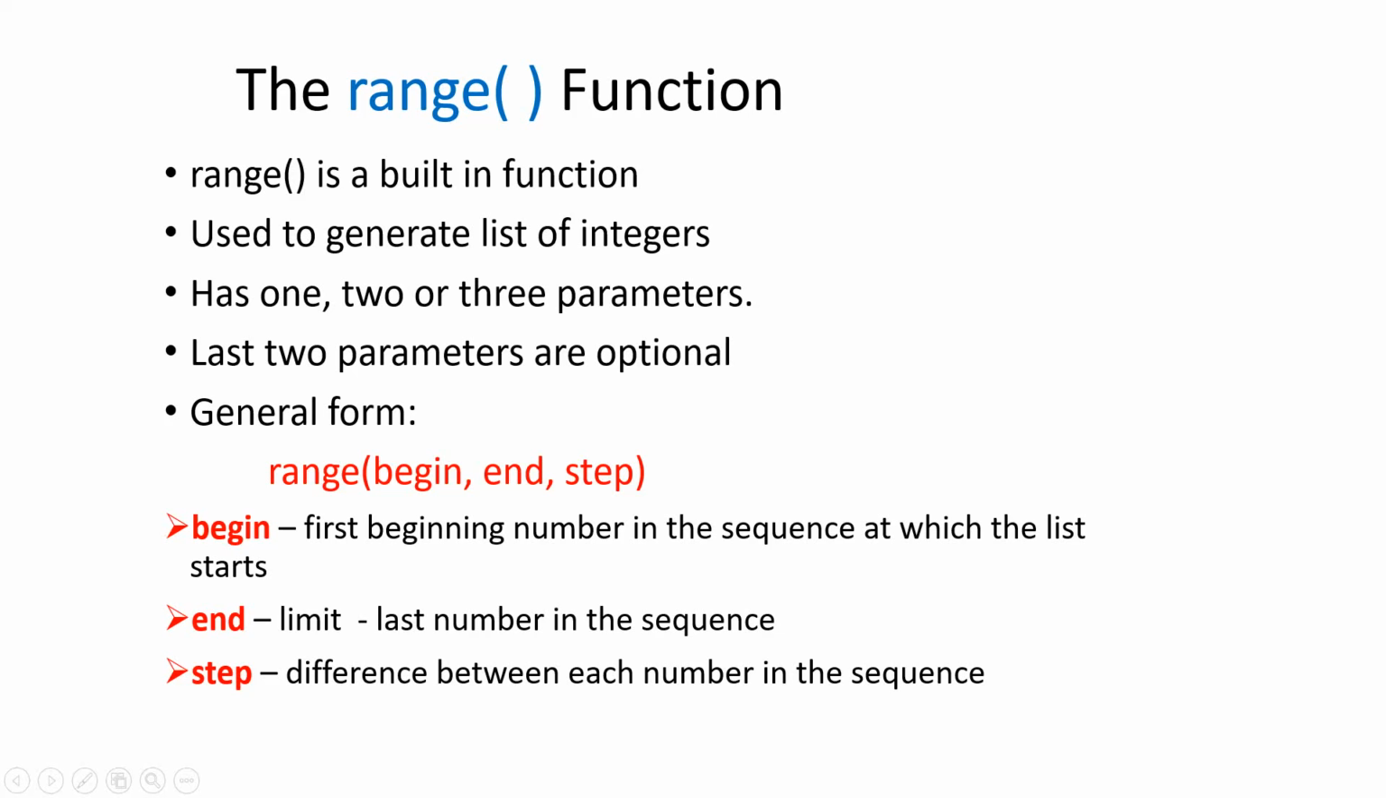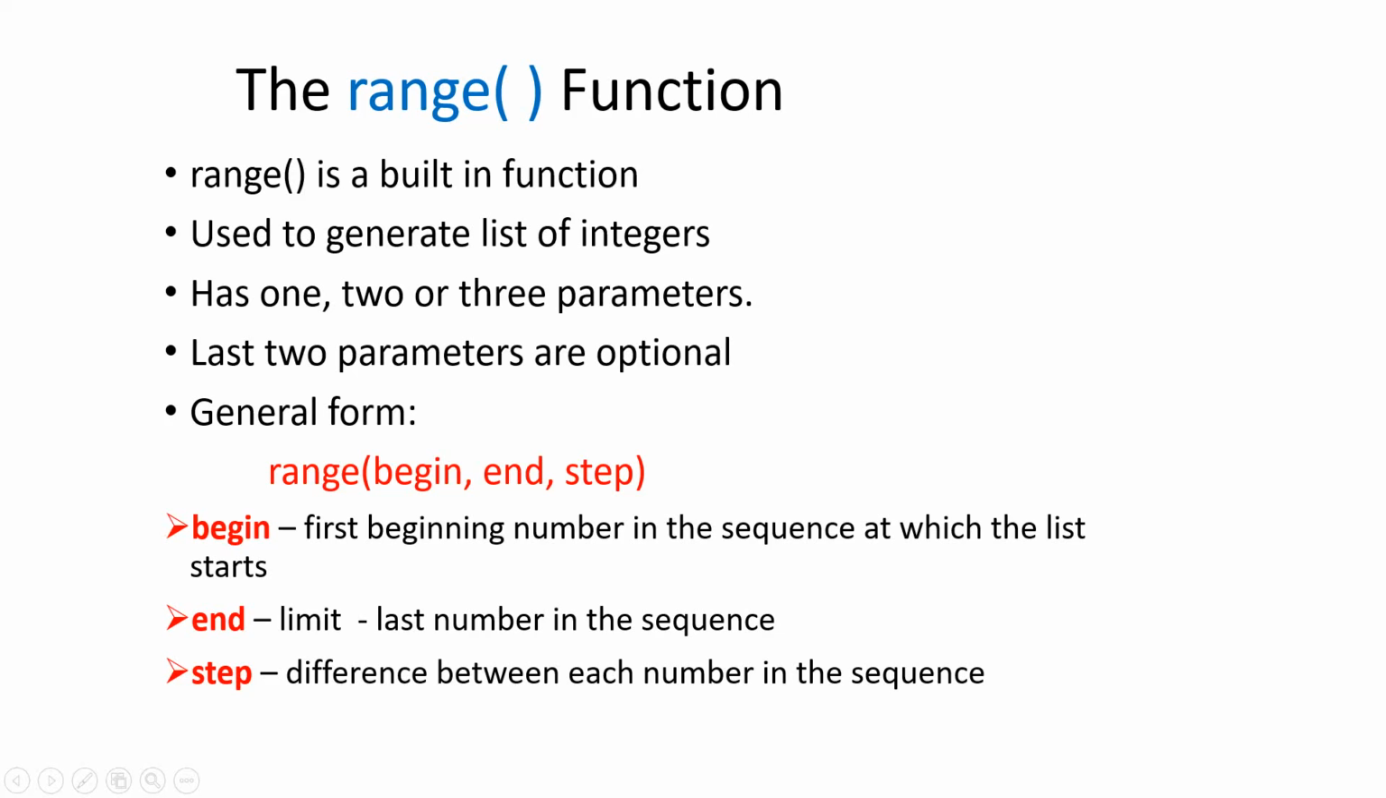It is used to generate a sequence, like a list of integers. It takes 1, 2 or 3 parameters. The first parameter is mandatory, and the remaining 2 parameters are optional. Here, the general form is given. The range function takes the begin, end and step, so begin, end and step are the 3 parameters.